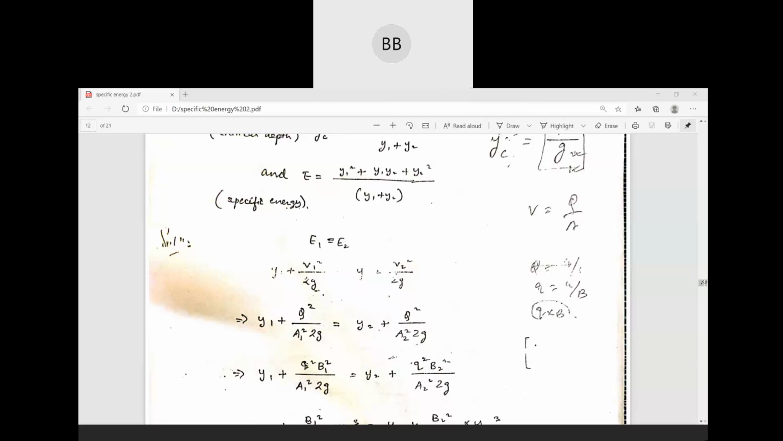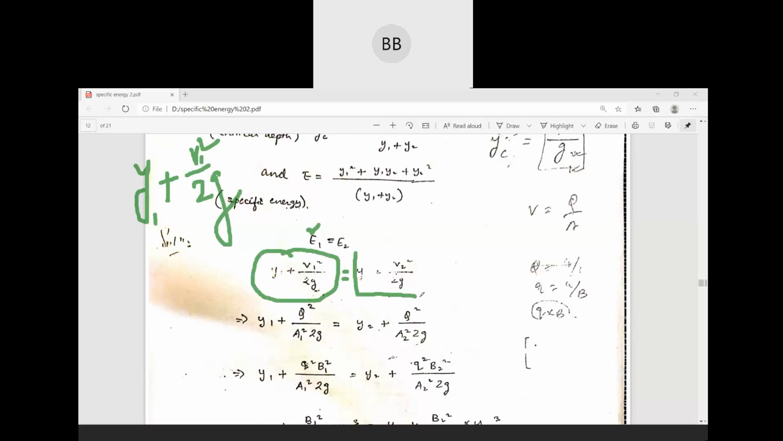We are going to write the specific energy equation here. We all know in the specific energy we will be having only two terms: one is y and one is V square by 2g. As we are considering E1, this depth will be y1 and that velocity will be V1. This will be y1 plus v1 square by twice g is equal to y2 plus v2 square divided by twice g for E2. As y1 and y2 are the alternate depths.